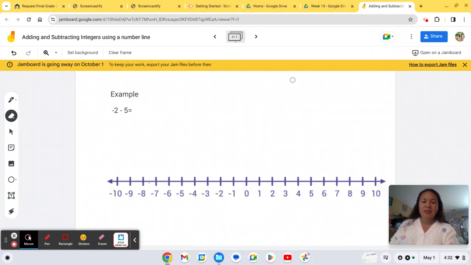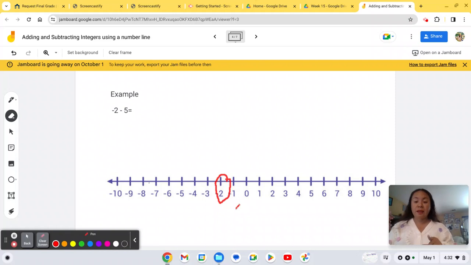All right. So another example, if you have negative 2 minus 5. First step, you're going to mark negative 2 on your number line. Here is negative 2. And then, since we're subtracting, our direction is to the left. You are going to move 5 places to the left. So count with me. 1, 2, 3, 4, 5. Our answer is negative 7.